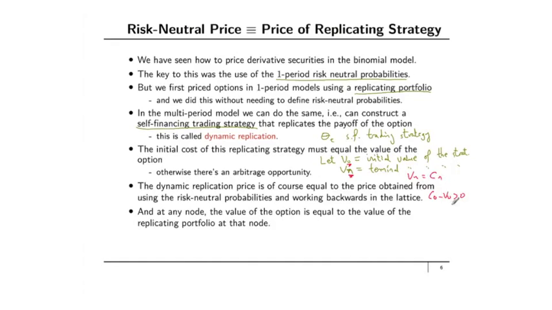Okay, so the initial cost of this replicating strategy must equal the value of the option. This dynamic replication price is, of course, equal to the price obtained from using the risk-neutral probabilities and working backwards in the binomial lattice. And at any node, the value of the option is equal to the value of the replicating portfolio at that node.